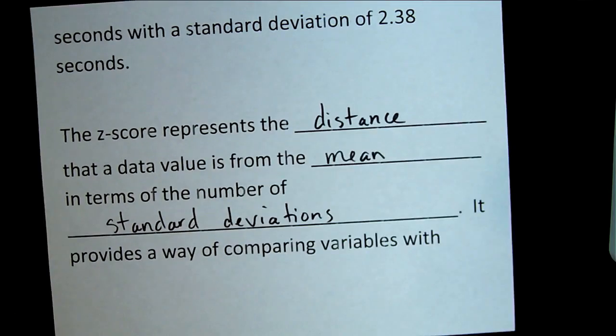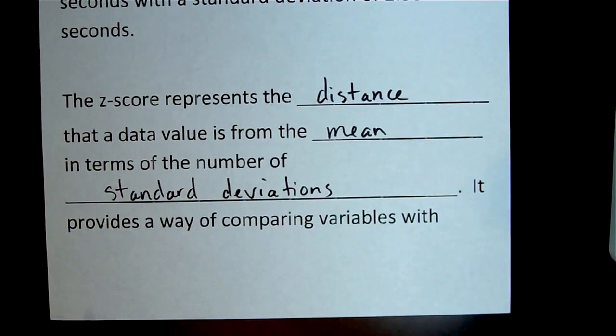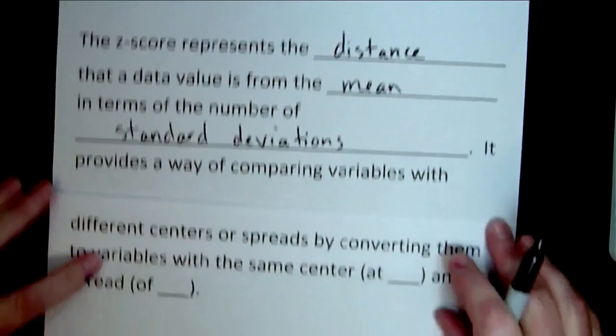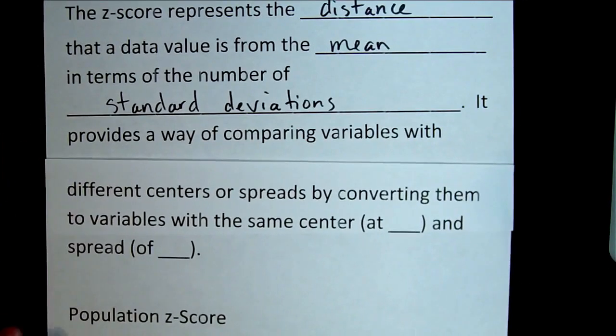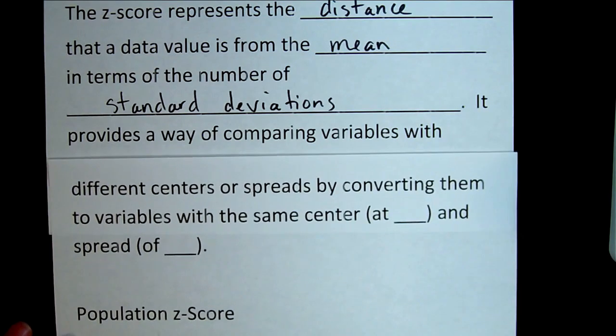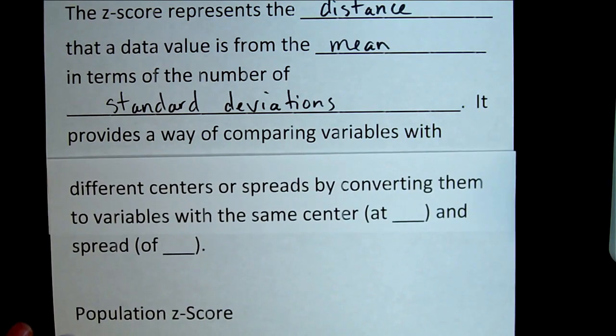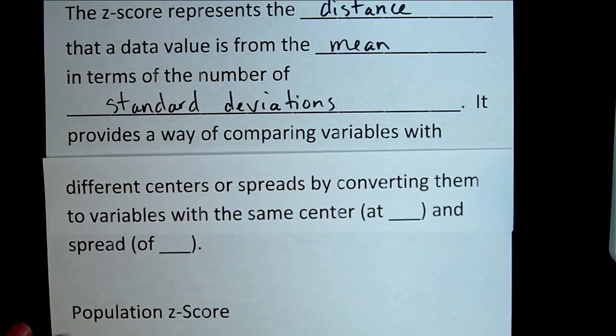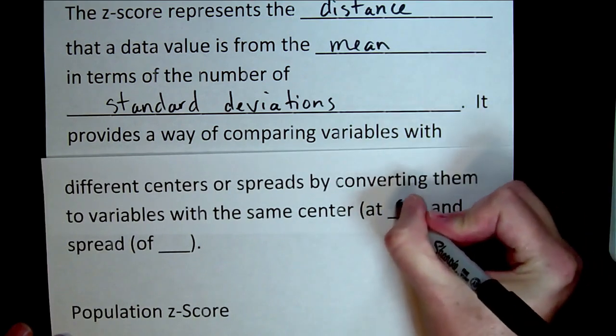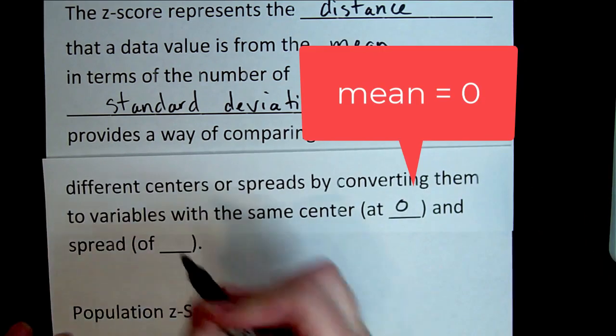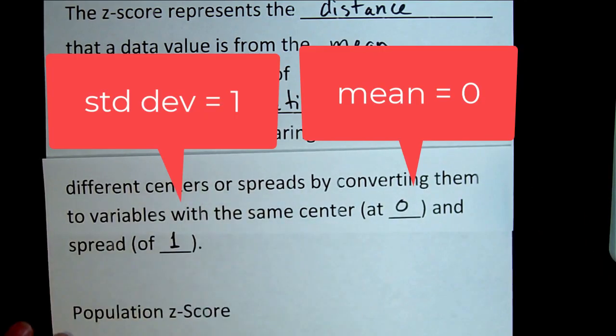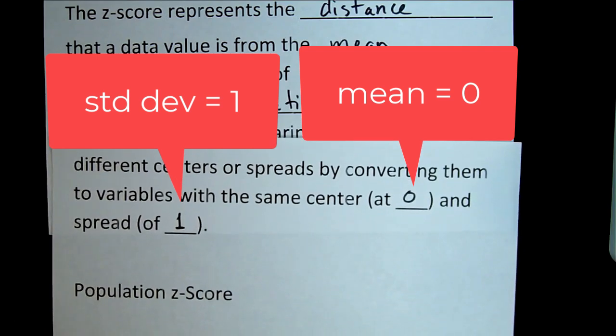Considering distance from the mean that way, not just as the numerical distance from the mean but in terms of the number of standard deviations, provides a way of comparing variables with different centers or spreads by converting them to the same sort of variable with the same center, which is going to happen to be 0, and the same spread, which is going to happen to be 1. Okay, and here's how we do that.